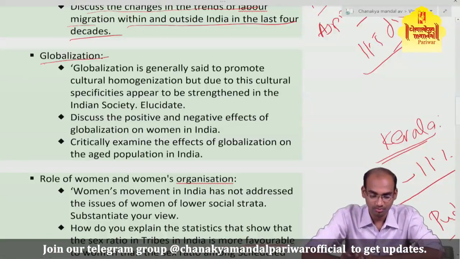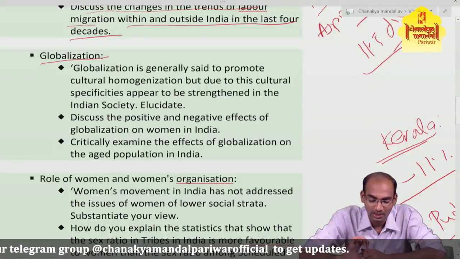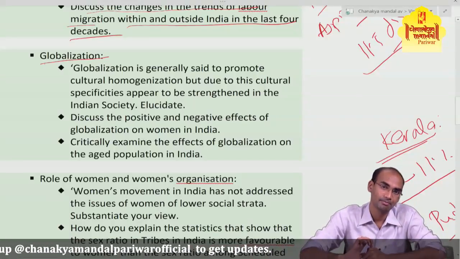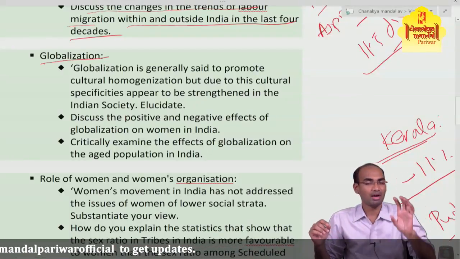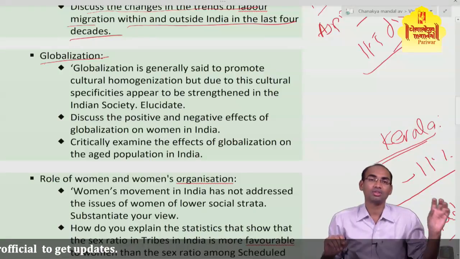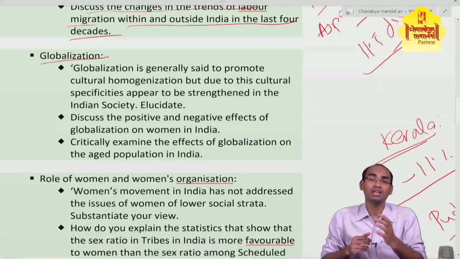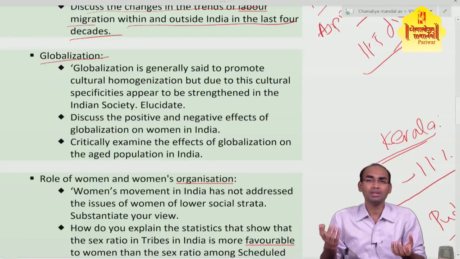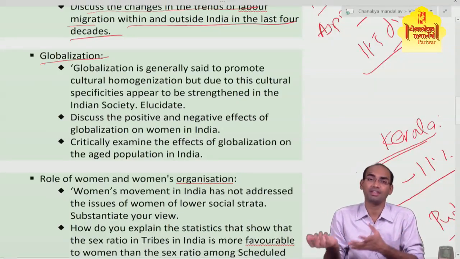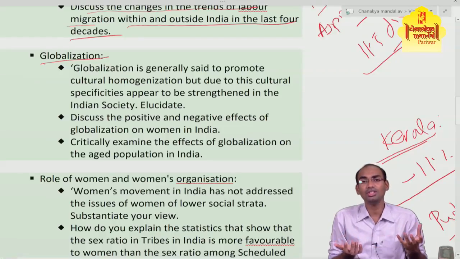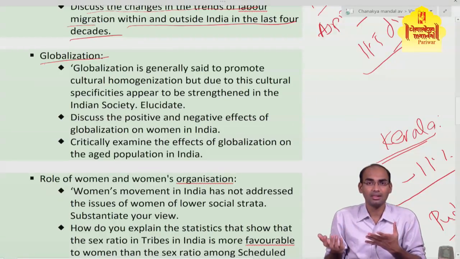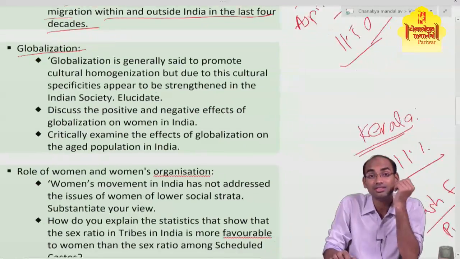Okay, critically examine the effects of globalization on the aged population in India. They have asked once about the effect on women, and one time about the effect on the aged population. This time they may ask about the effect on children or the younger population, or the youth. Okay, they can ask that. And why may they ask this?